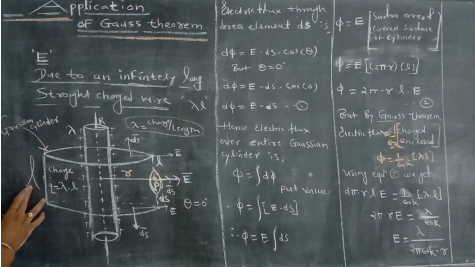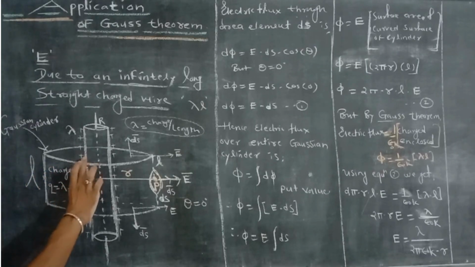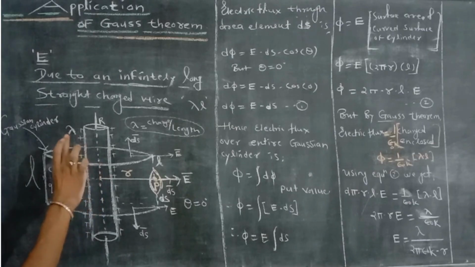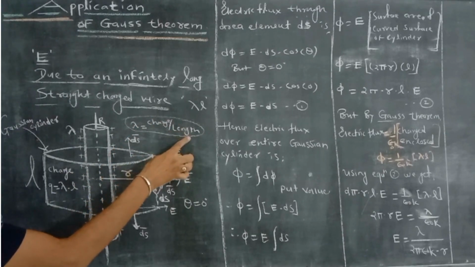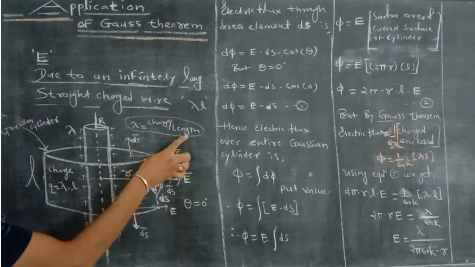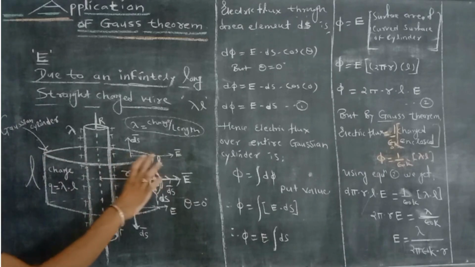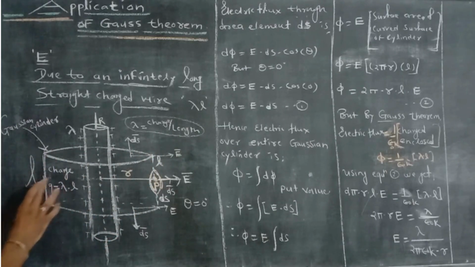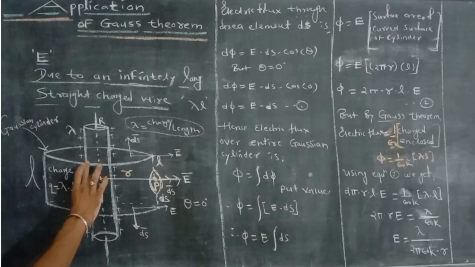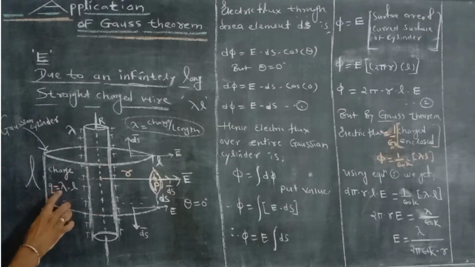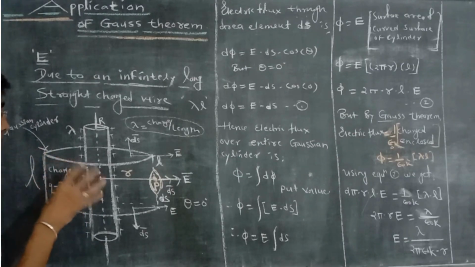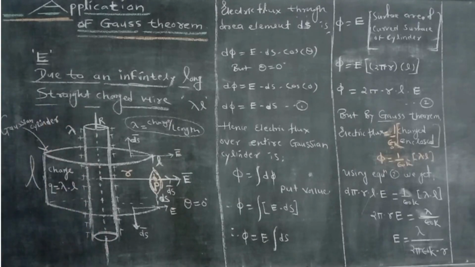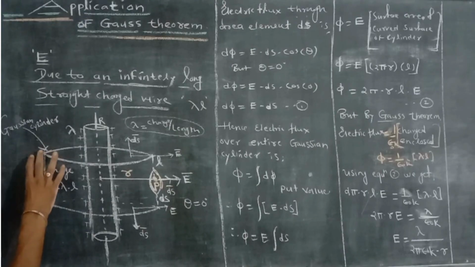If L is the length of the Gaussian surface or cylinder, then it encloses only L length of the charge wire, and on the L length of the charge wire, as per the formula lambda is equal to charge per unit length, the charge will be lambda into length. So if the Gaussian cylinder is of length L, it will enclose L length of the charge wire. It means it encloses lambda into L, the charge of the wire.